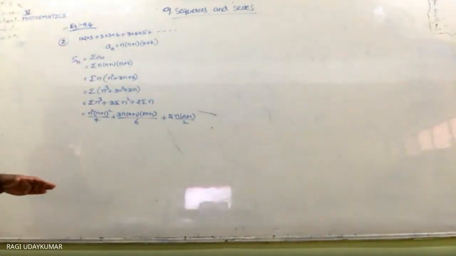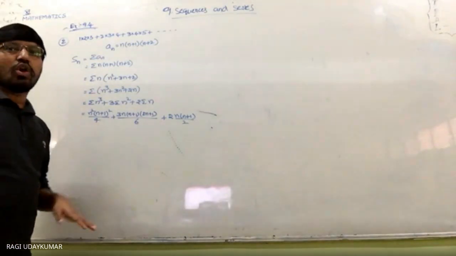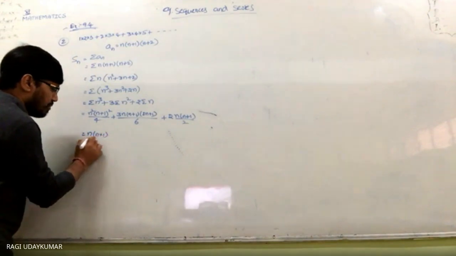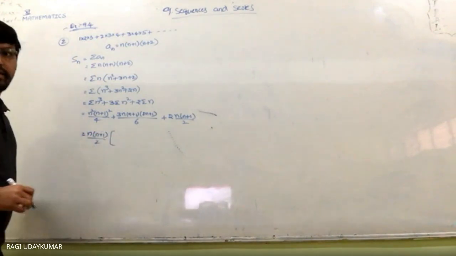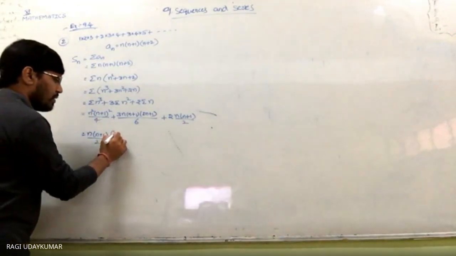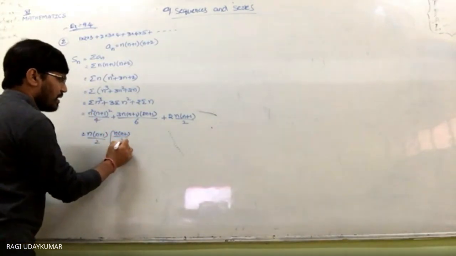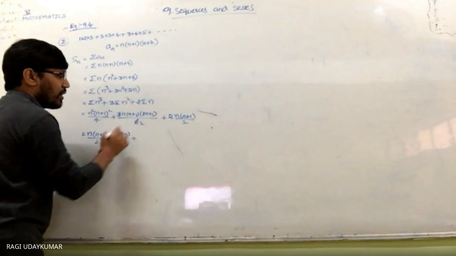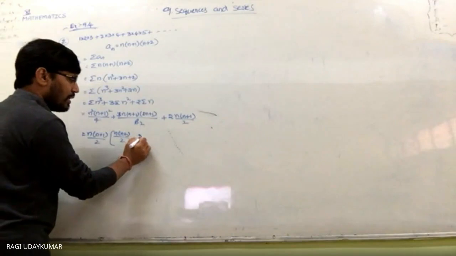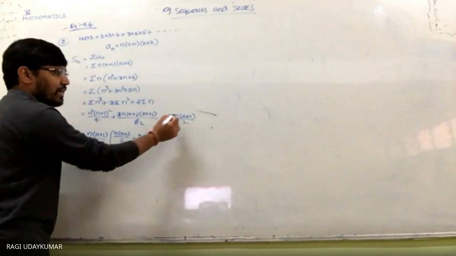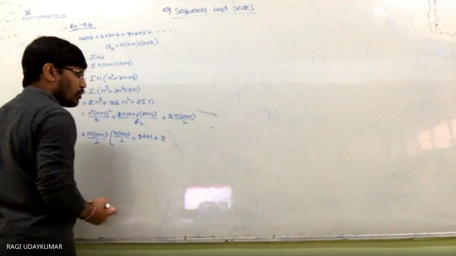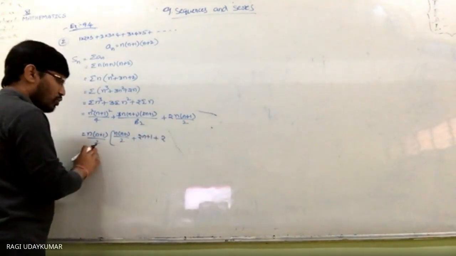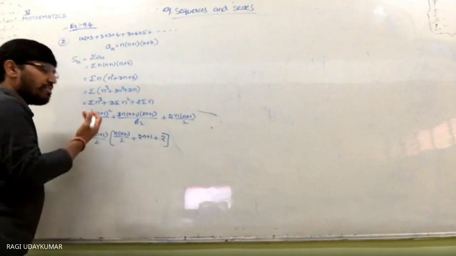So from every term you can take n into n plus 1 by 2 common here. So we can take n into n plus 1 by 2 common. Then what do you get here? n into n plus 1 by 2 will be left over here. 3 ones are 3, 3 twos you can write. So taking n into n plus 1 by 2 common, 2n plus 1 will be left over here. Taking n into n plus 1 by 2 common, 2 is left over here. Okay? So actually 1 by 2 is taken common. So we have to simplify this.